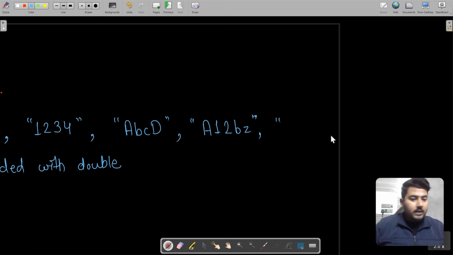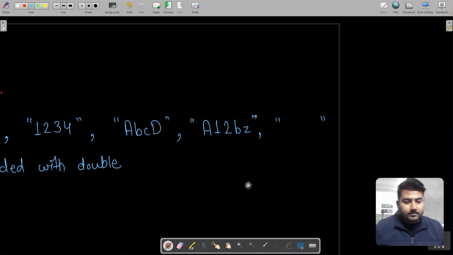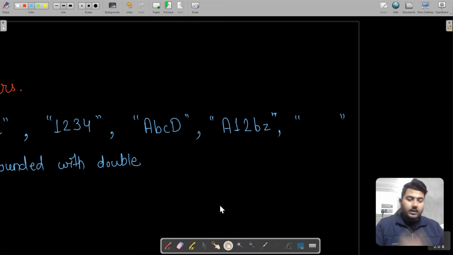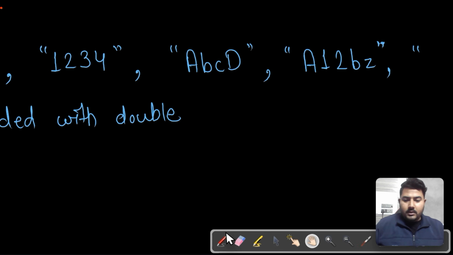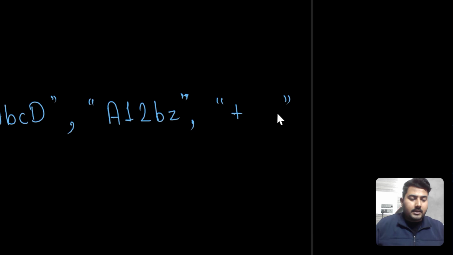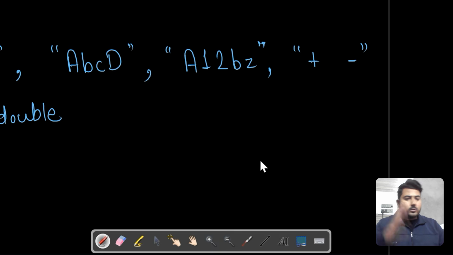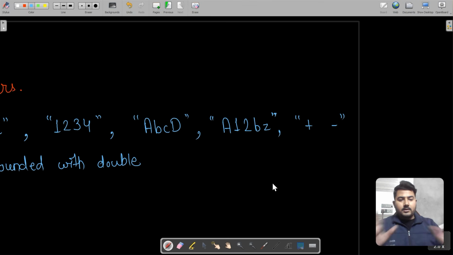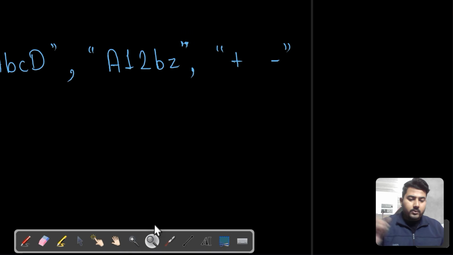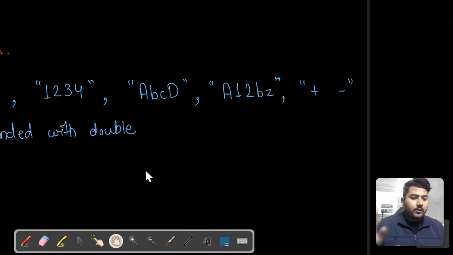Even if you have double quotes and then imagine two or three spaces inside, that is also considered a string itself. Even if it is a single space, double space, triple space, or any symbol as well. Even if you have a plus sign and then a space and then a minus sign, that is also a string. Everything surrounded with double quotes is always going to be considered as a string, as straightforward as that.